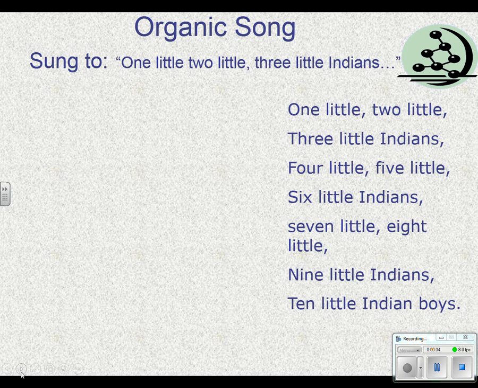1 little, 2 little, 3 little Indians, 4 little, 5 little, 6 little Indians, 7 little, 8 little, 9 little Indians, 10 little Indian boys. Now, of course, we're going to change the words.